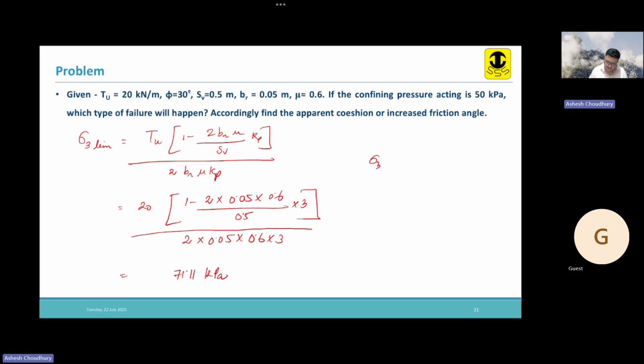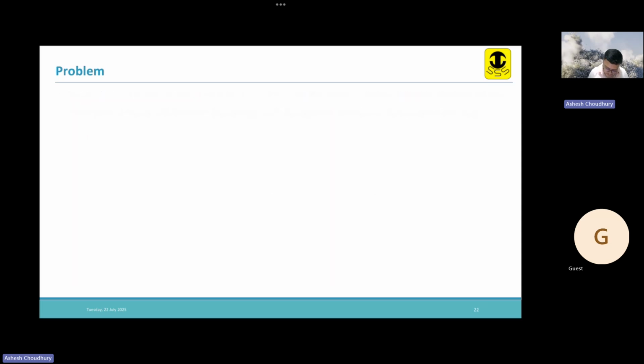Now my sigma 3 is 50 kPa. So sigma 3 is less than my sigma 3 limit, so pull out failure occurs. That means my increased friction angle will be the explanation. Right. So how to find that?